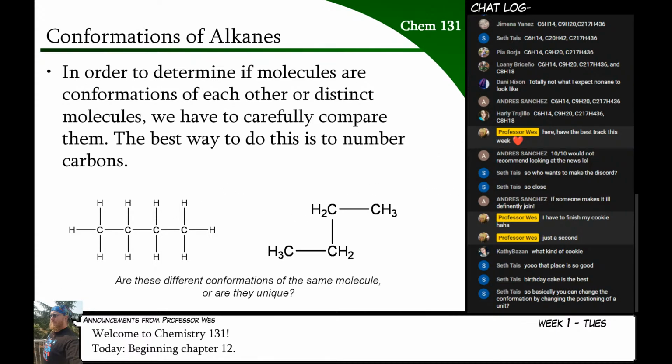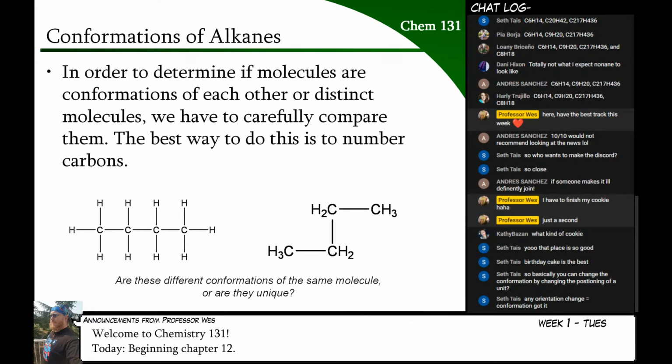Now, the reason that we care about conformations when looking at two structures is because the possibility that they are the same exists. So these two pictures are obviously different looking, but are they the same molecule? And the way that we'll do that is by numbering the carbons. So let's number the carbons.